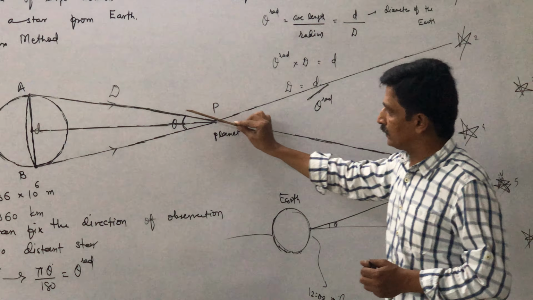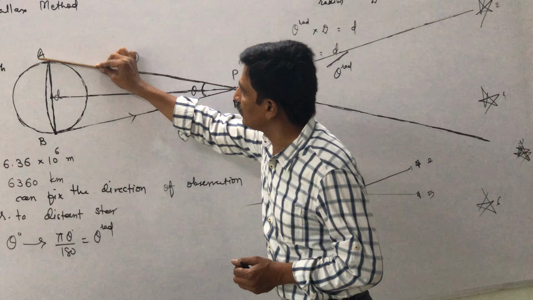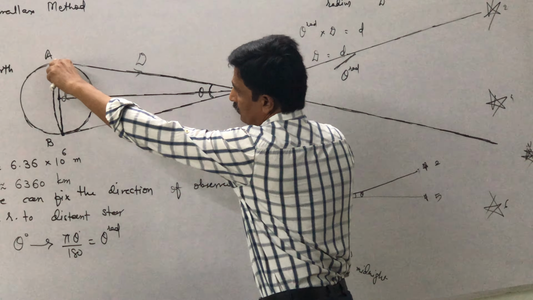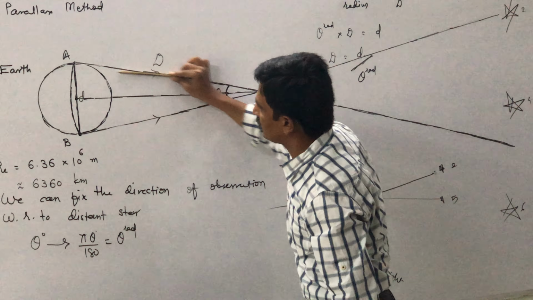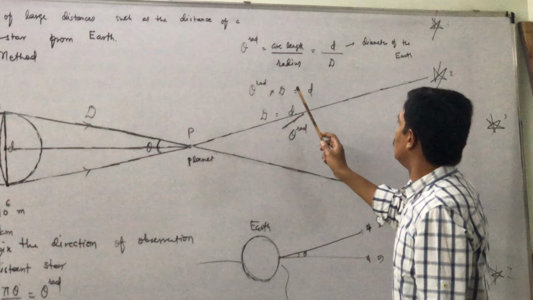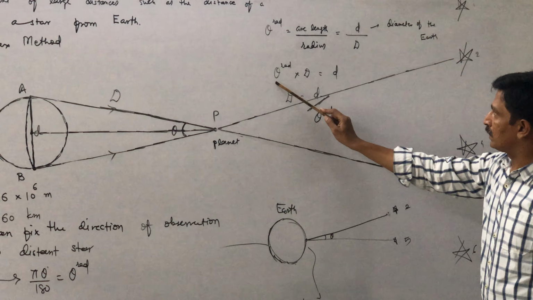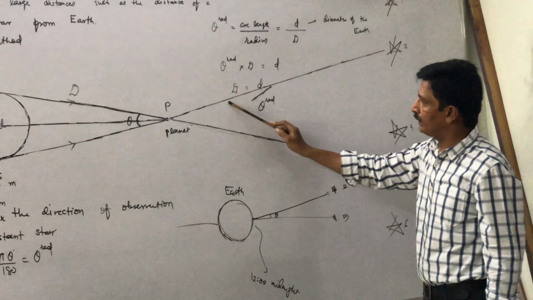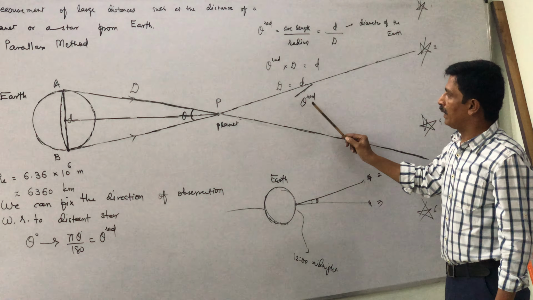And what about the radius? In our case, this is the center, and this one is the radius. So this is the radius, and this is the distance between planet and Earth, D. So theta in radians equals d by D. Cross multiplying, theta radian into capital D equals small d. So the distance of the planet from Earth is D equals d by theta radian.